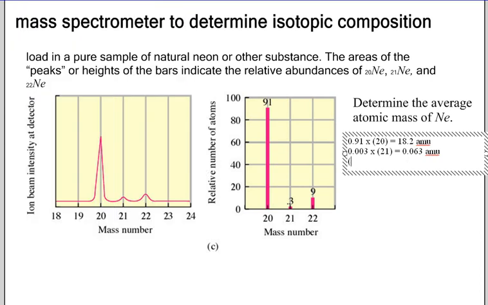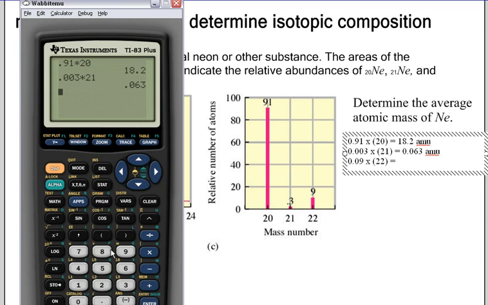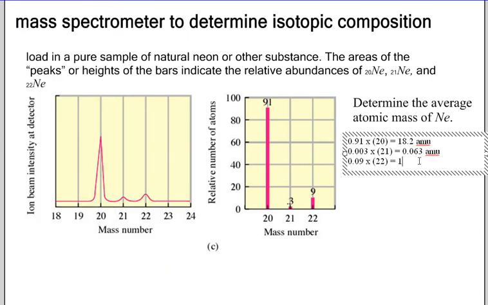Lastly, neon 22. 9% of the time, neon is neon 22. We again are not going to use it as its percentage. We're going to divide by 100, so move the decimal place twice, and for the sake of time, I'm just going to do that now really fast. When we multiply those two together, we get, wait for my painfully slow calculations, 1.98.